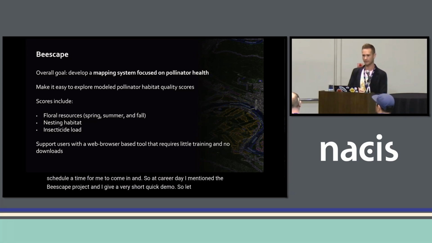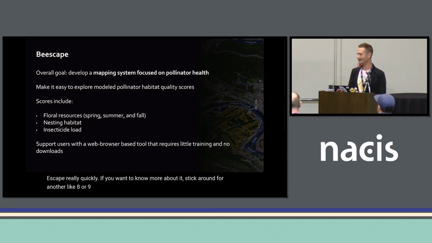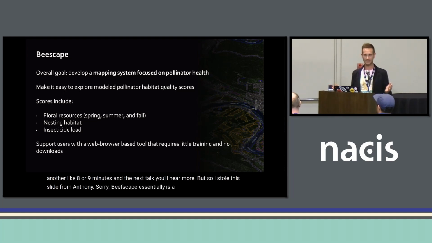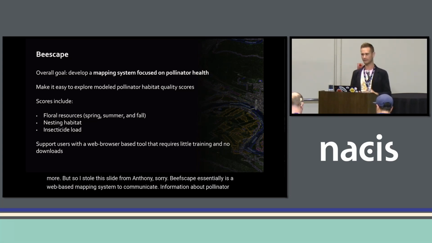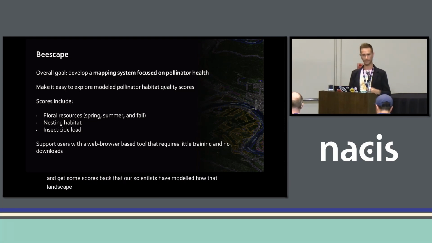So let me tell you about Beescape really quickly. If you want to know more about it, stick around for another like 8 or 9 minutes, and in the next talk you'll hear more. But so I stole this slide from Anthony, sorry. Beescape essentially is a web-based mapping system to communicate information about pollinator health based on the landscape. And so basically you can drop a pin on the map and get some scores back that our scientists have modeled for how that landscape serves bees. So you'll learn about like floral resources that might be available, nesting habitat, insecticide load, et cetera.